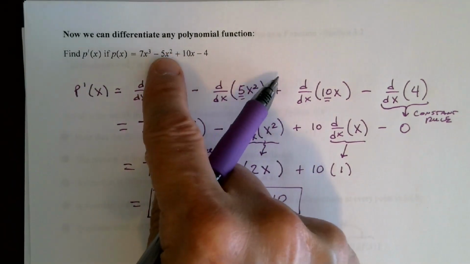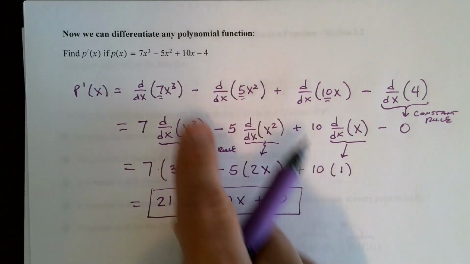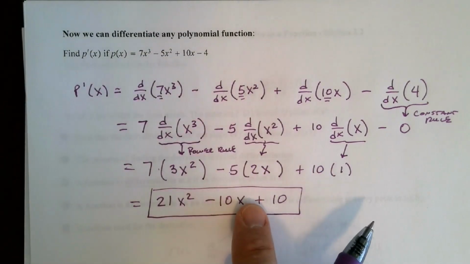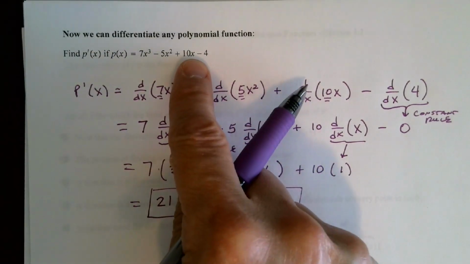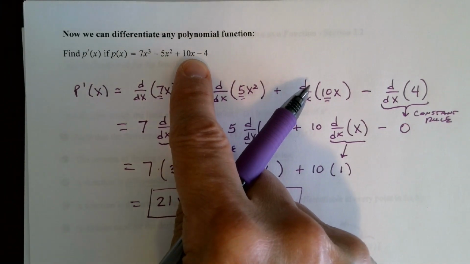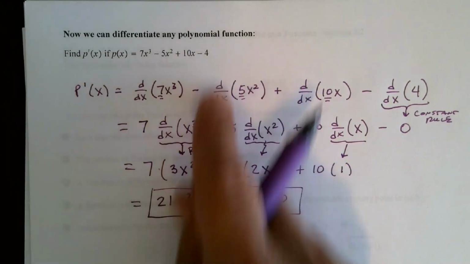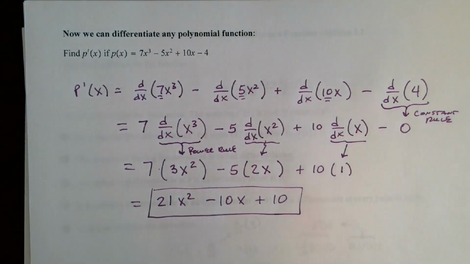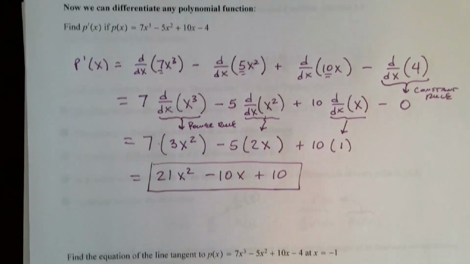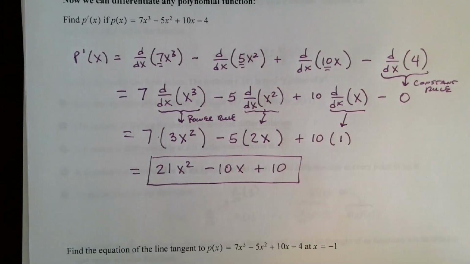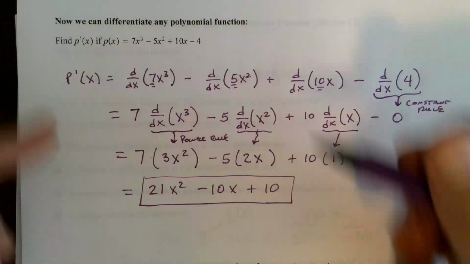Then what? Bring the 2 down. 2 times 5, 10. Subtract 1 from the power, x. Derivative of 10x, it's just a line of slope 10. Is 10. Derivative of any constant 0. So a lot of you go right from here to here, and that's fine. And that's what I want you to do. Finding derivatives of polynomials should be easy.